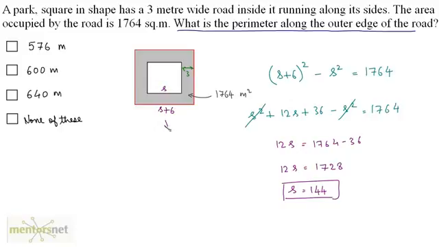The side of the outer square will be 144 plus 6, and that's 150. So 150 is the side of the outer square, and you need the perimeter of the outer square. So perimeter equals 4 times the side of a square. So this is 4 times 150, and that is 600 meters. So we have the answer as option B.